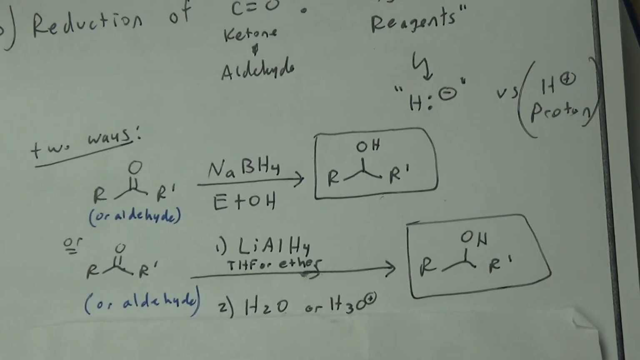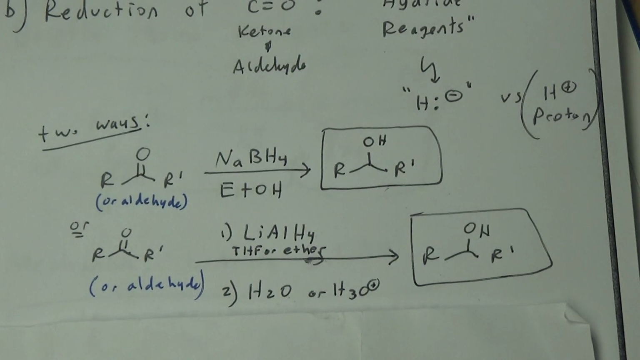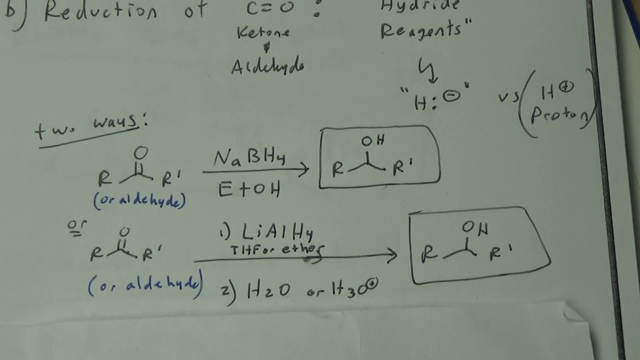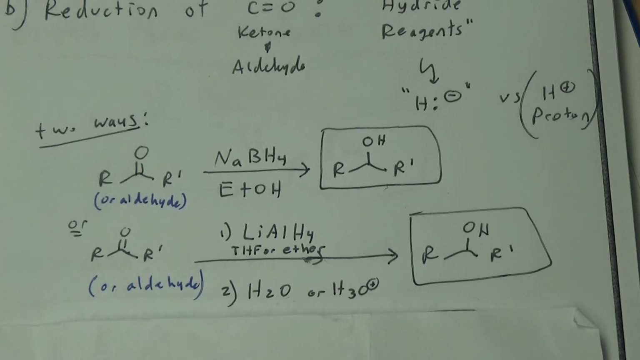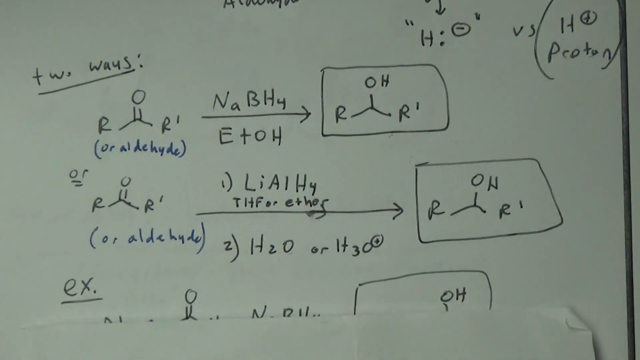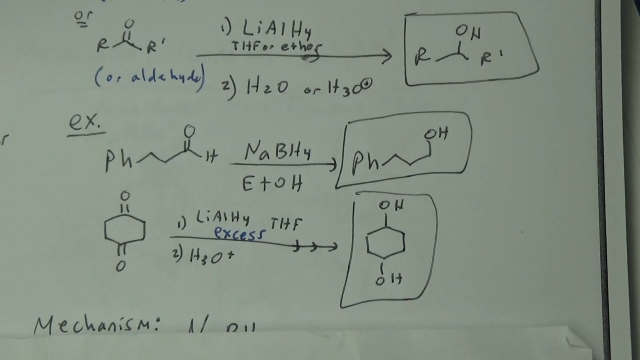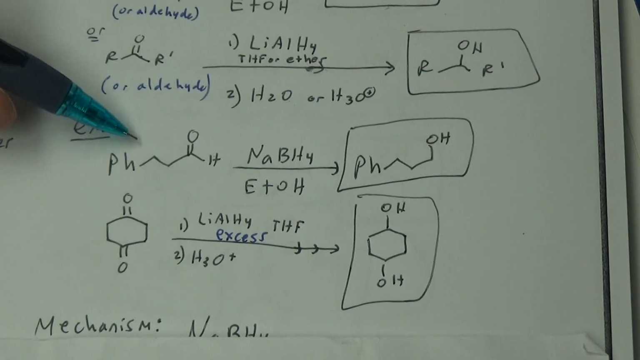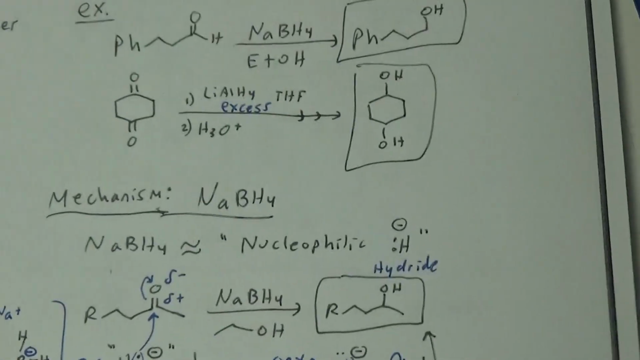We also talked about lithium aluminum hydride, which is a more aggressive, more reactive reducing agent. On paper it doesn't look any more reactive, but in the lab it is, and you have to be very careful to avoid potential fires and things like that. We showed some examples of all of this, reduction of aldehydes, reduction of ketones. We showed all this last time.